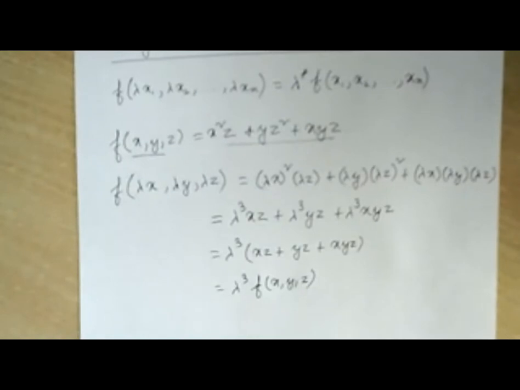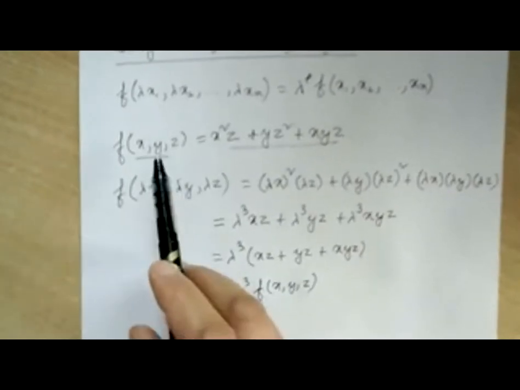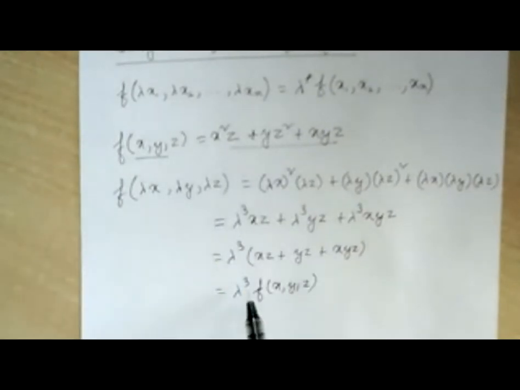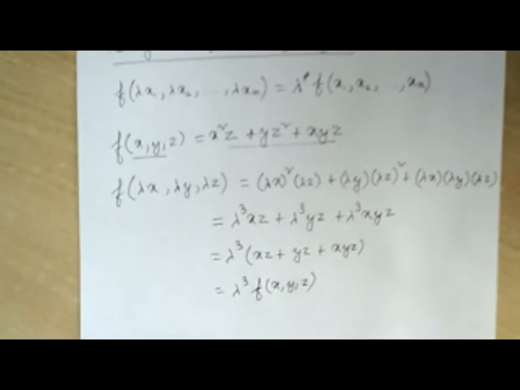So from this expression, what do we see? We see that the given function is a homogeneous function of degree 3. So from this property, we can see that the given function is a homogeneous function of degree 3. So this is what we mean by a homogeneous function.